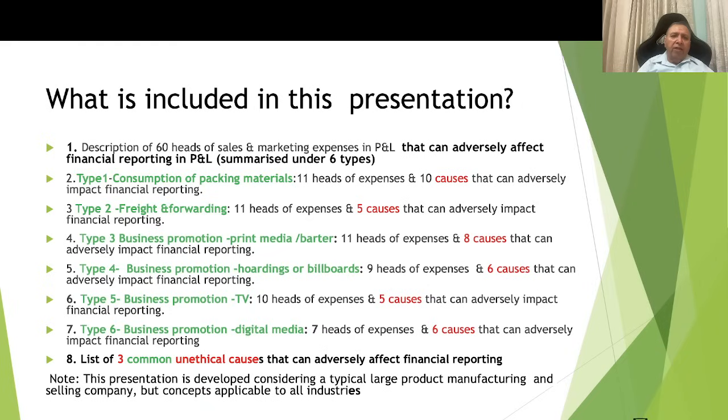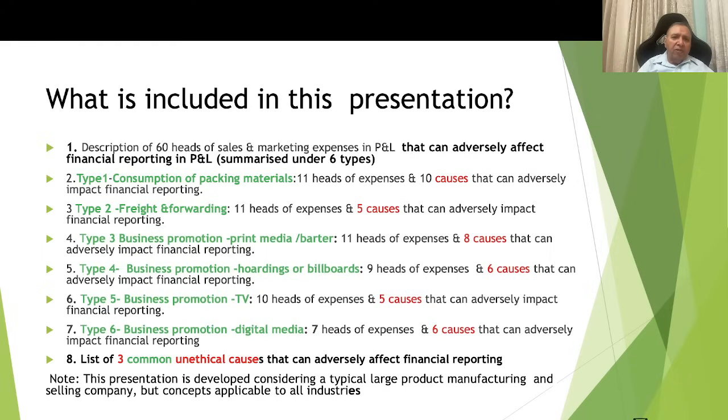I have included the following aspects. Number one is the description of the 60 heads of sales and marketing expenses in the P&L, normally in a manufacturing industry, that can adversely impact reporting in P&L. These 60 heads are broadly under six types of expenses.